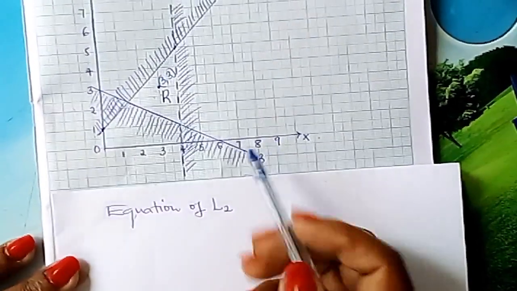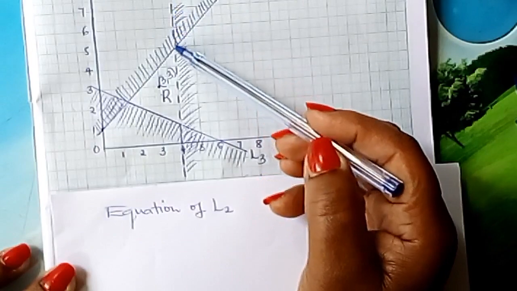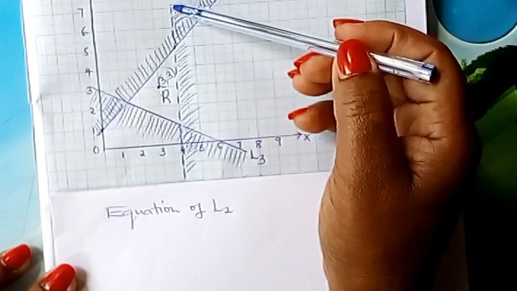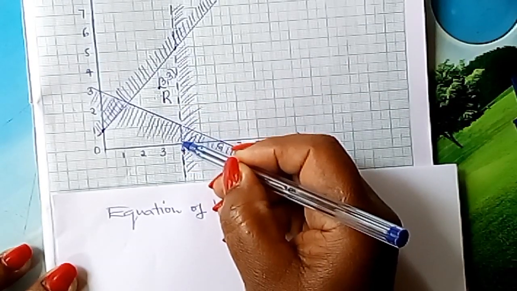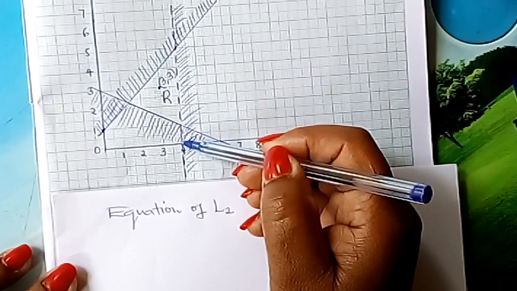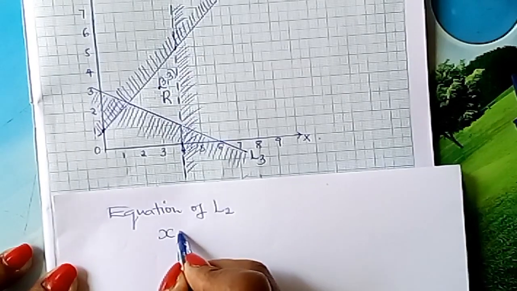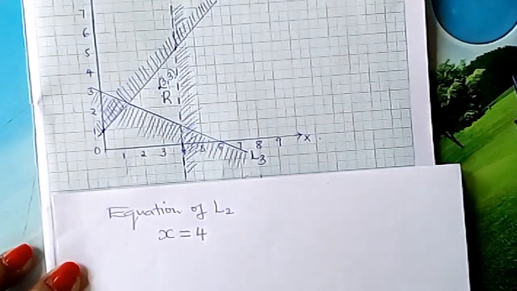So Lana, you come again and check on your line 2. It is a broken line, and it is very vertical, and it cuts the x-axis at 4. Look at this, Lana. This is a vertical line cutting the x-axis at 4. Therefore, the equation of this line is simply x is equal to 4.